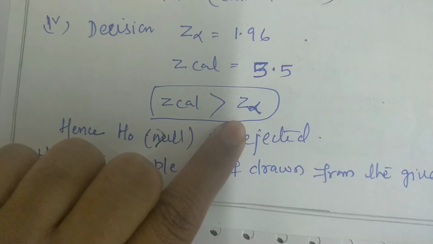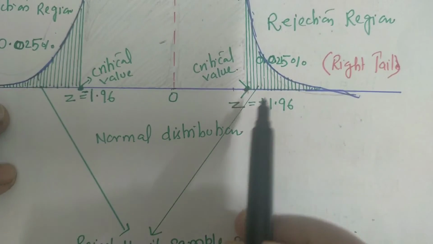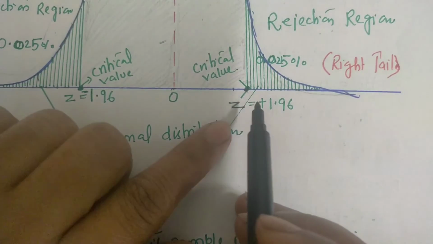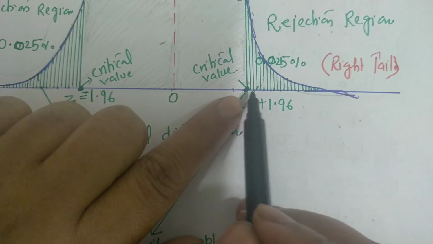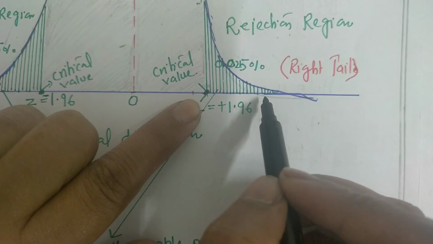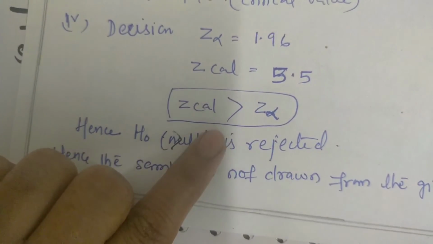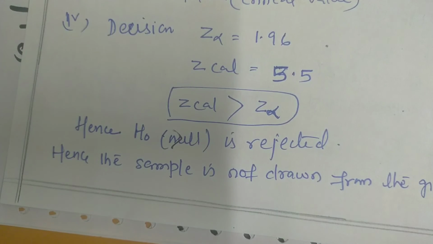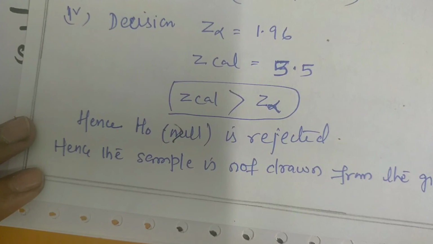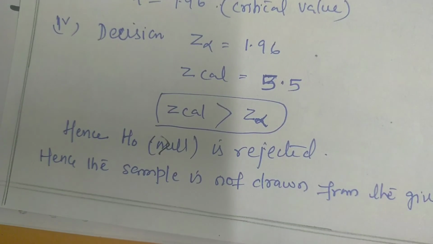So again you can see in this graph, here is your alpha value. If you go this side, the value will increase. So the calculated value you got, 5, will come somewhere this side. So this is the rejection zone. So simply you can say if the calculated value is greater than the Z alpha value, we reject the null hypothesis. So we can say the sample is not drawn from the given population. So like these questions you can get on hypothesis testing.